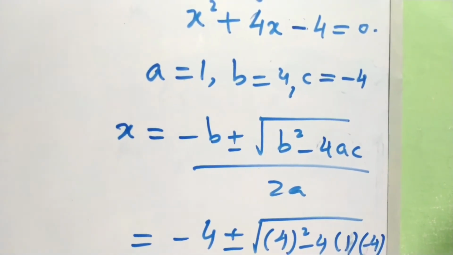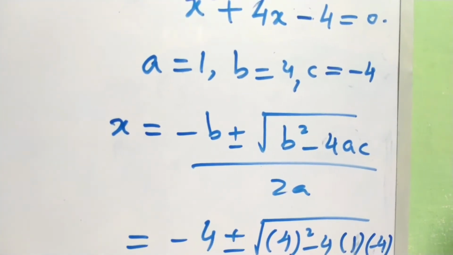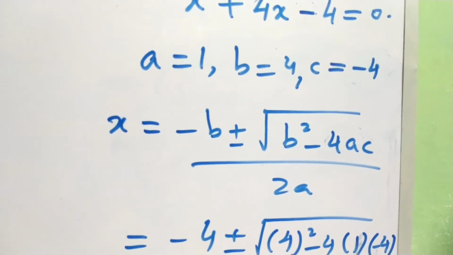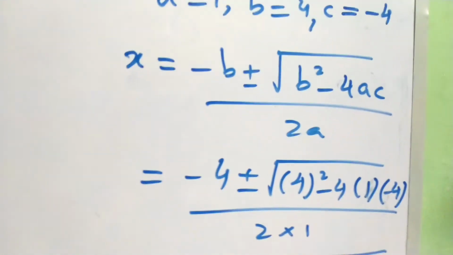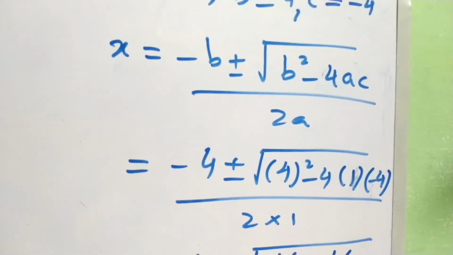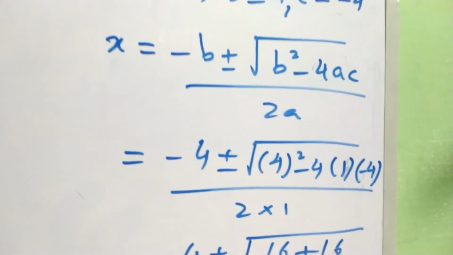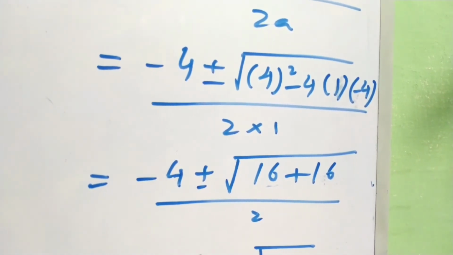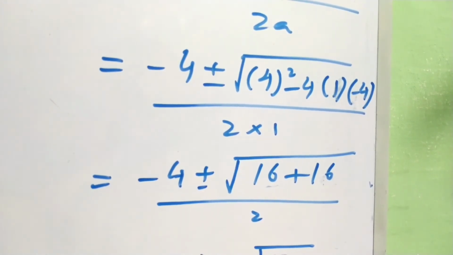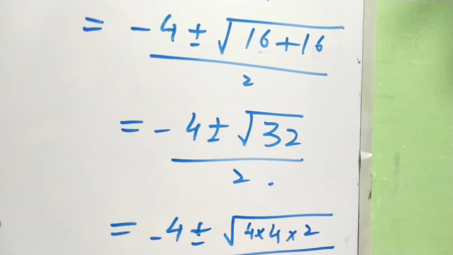So by putting in the quadratic formula, that is x equal to minus b plus minus under root b square minus 4ac, over 2a, we are just plugging in the values. x equal to minus 4 plus minus square root of 4 square minus 4 into 1 into minus 4, divided by 2 into 1. So minus 4 plus minus square root of 16 plus 4 fours are 16, divided by 2. 16 plus 16 is equal to 32. So what will happen? Minus 4 plus minus root of 32 divided by 2.